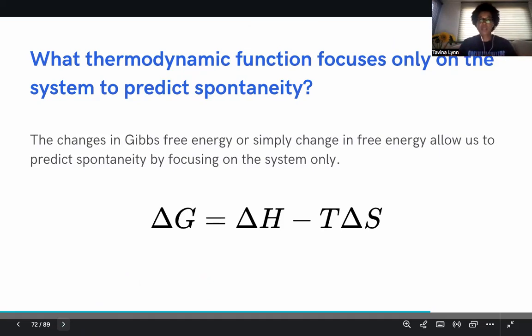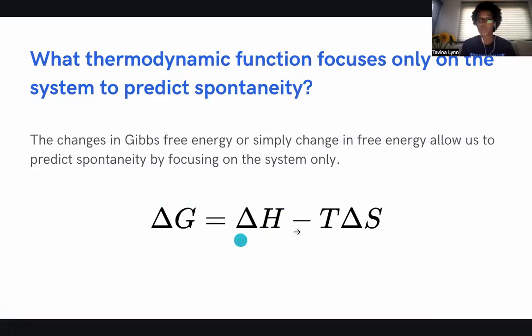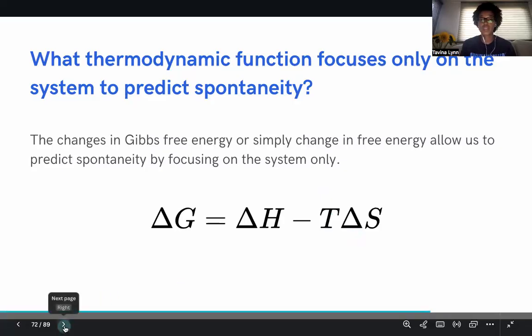This allows us to predict spontaneity of the system alone, and its equation is: the change in free energy is equal to the change in enthalpy minus the temperature times the change in entropy of the system.